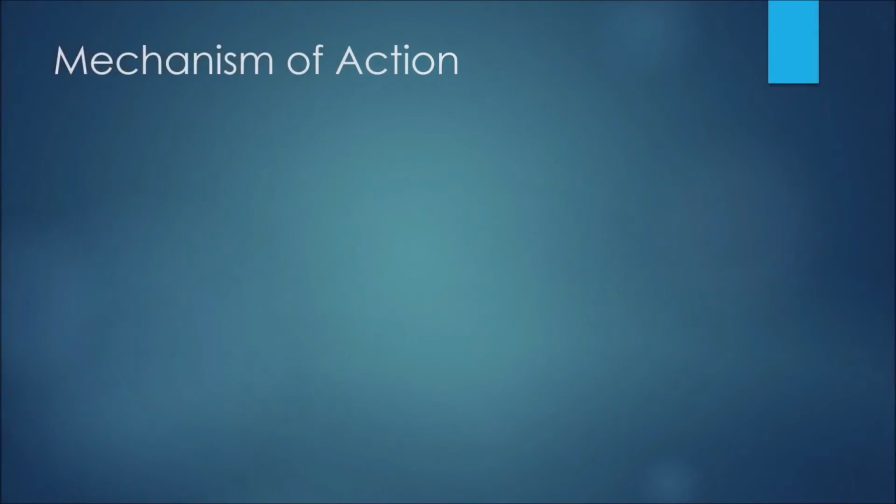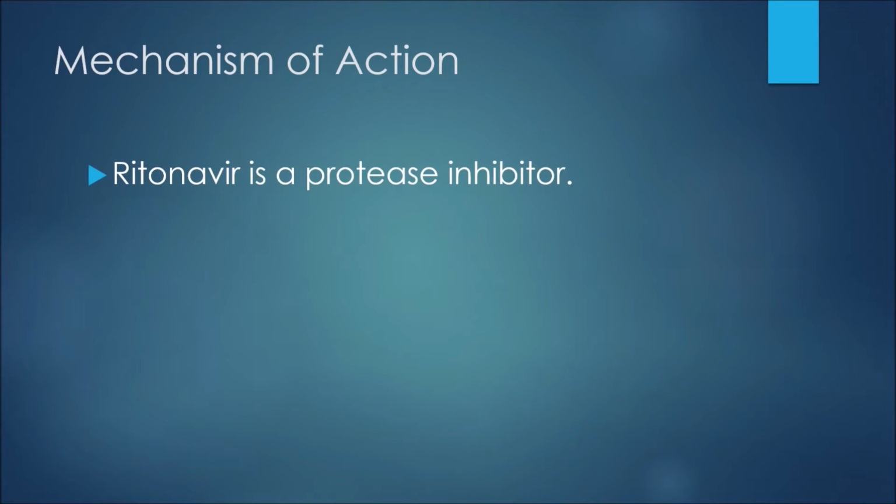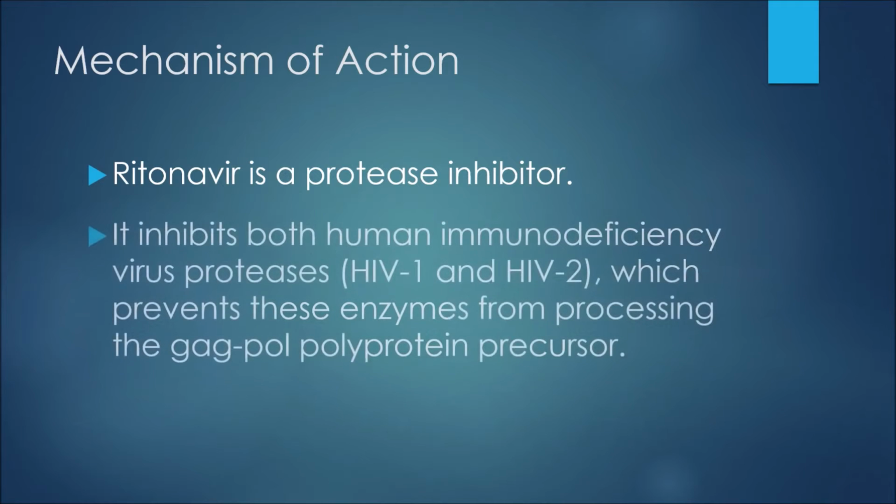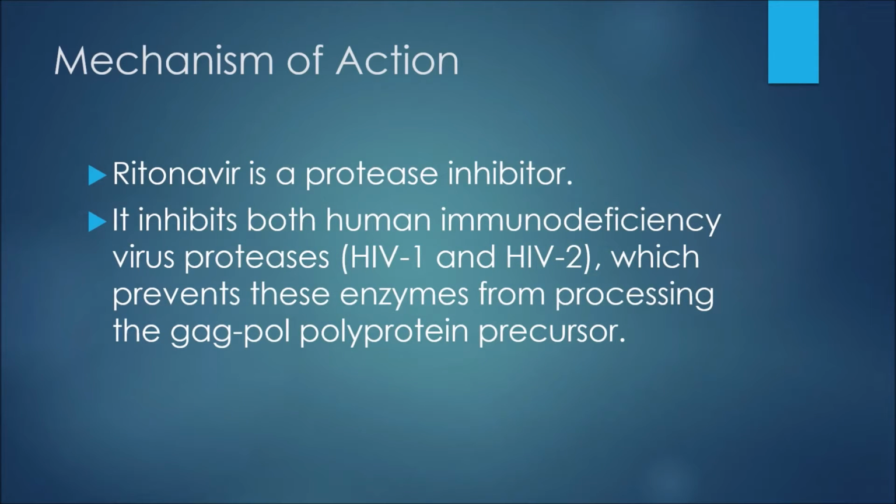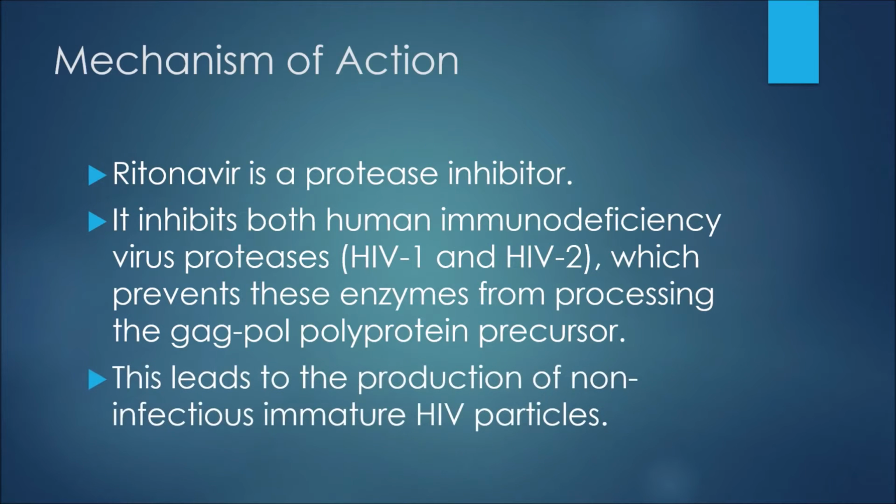So the first thing to discuss here would be the mechanism of action, or how this medication works. So Ritonavir is a protease inhibitor. It inhibits both human immunodeficiency virus proteases, HIV-1 and HIV-2, which prevents these enzymes from processing the GAG-POL polyprotein precursor. This leads to the production of non-infectious, immature HIV particles.